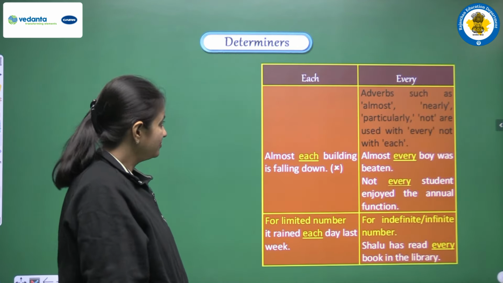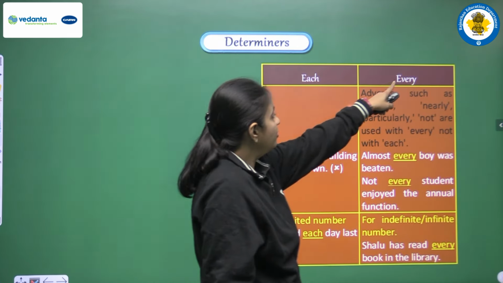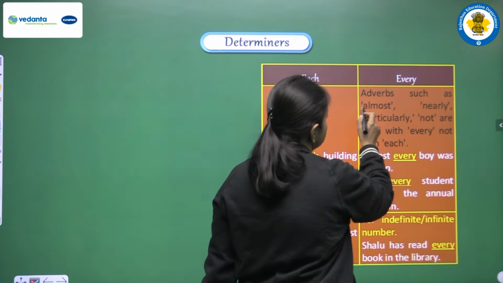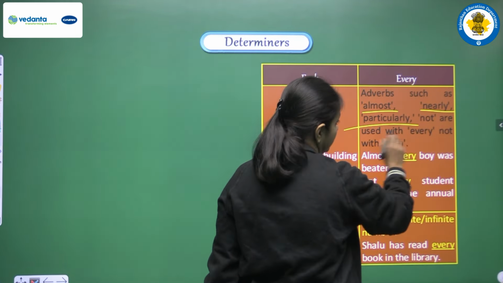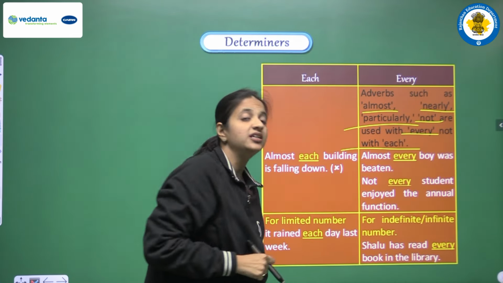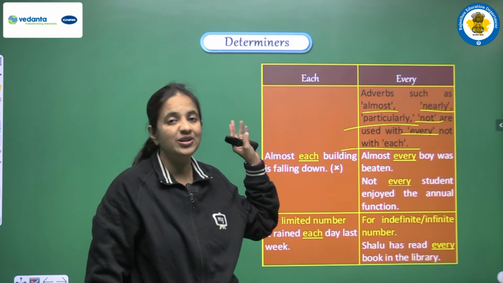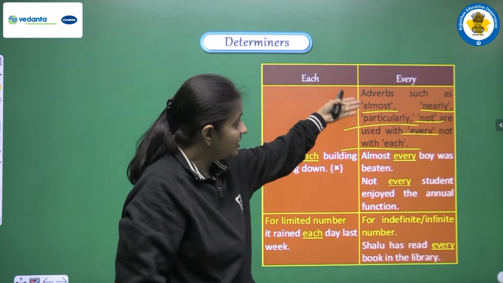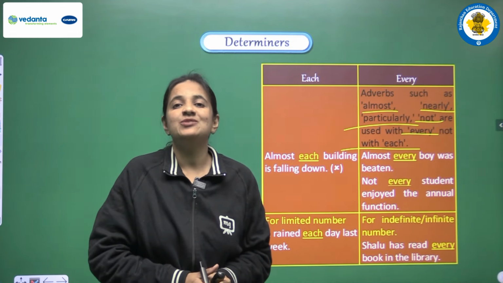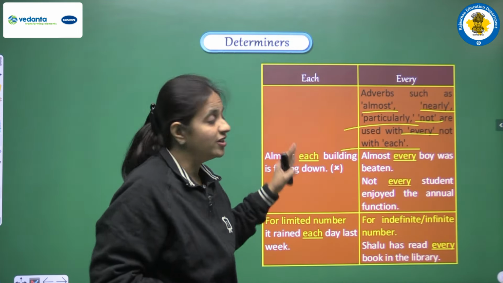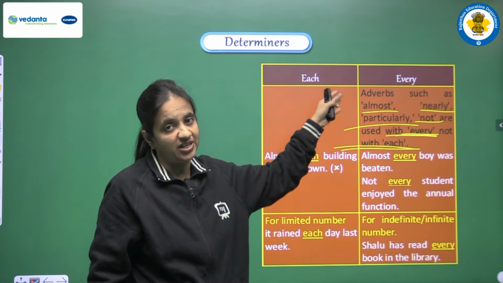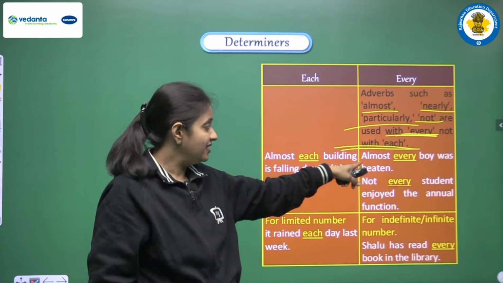Okay, next now let's read every first. We are having some particular adverbs such as almost, nearly, particularly, not, and they are used with every, not with each. So now you have to remember, you have to learn all these adverbs that we are having here. They are some of the adverbs, और जब भी ये adverbs के sentence में use होती हैं, so with these adverbs always we have to use every. We cannot use each with these particular adverbs. Clear? So let's see some of the examples.